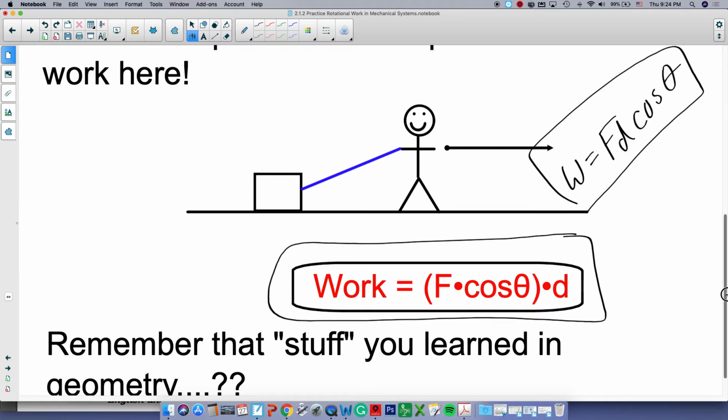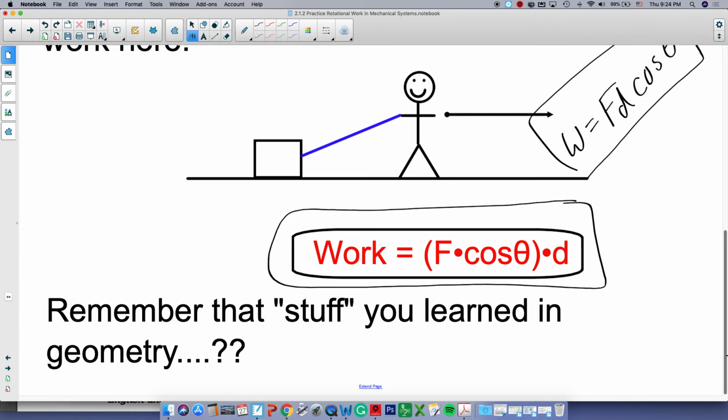Remember that stuff you learned from geometry, so it comes back, right? So we have that horizontal component there, whatever angle. In order to get that horizontal component, you want to use cosine. Okay?